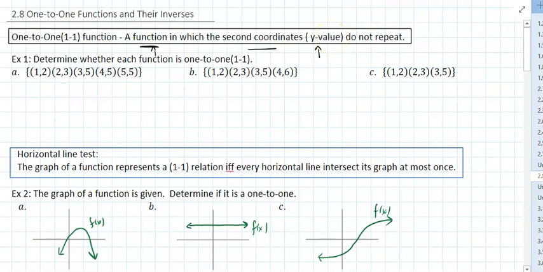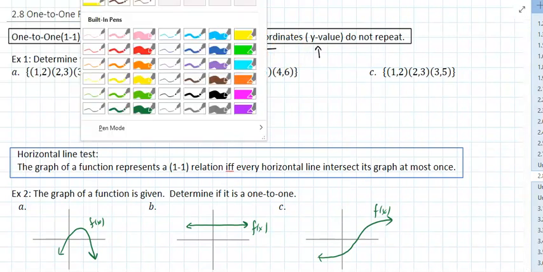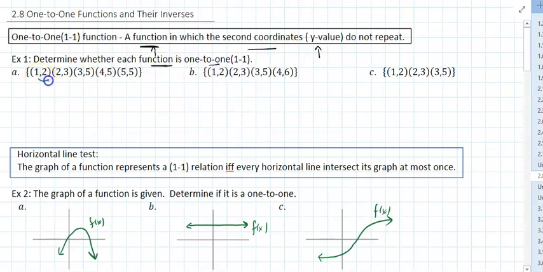So when they say, in example 1, determine whether each function, they're telling you that this is a function. You don't have to check if it is a function. They're asking, is it one-to-one? Well, you look at the y values, 2, 3, 5, 5. Those are different points, not one-to-one. It is a function, but it's not one-to-one. Why is that? Because y equal 5 has multiple x's.